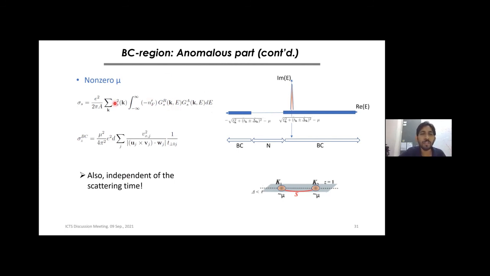I'm running out of time. So if you do it for non-zero mu, that is, you are not at the Weyl point, but slightly above, you can do the same thing. You'll get a very similar expression with no scattering time dependence at all.